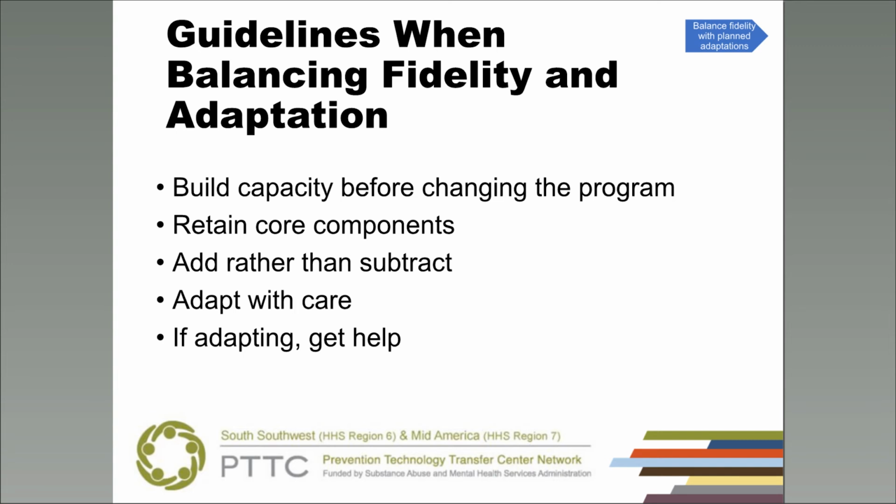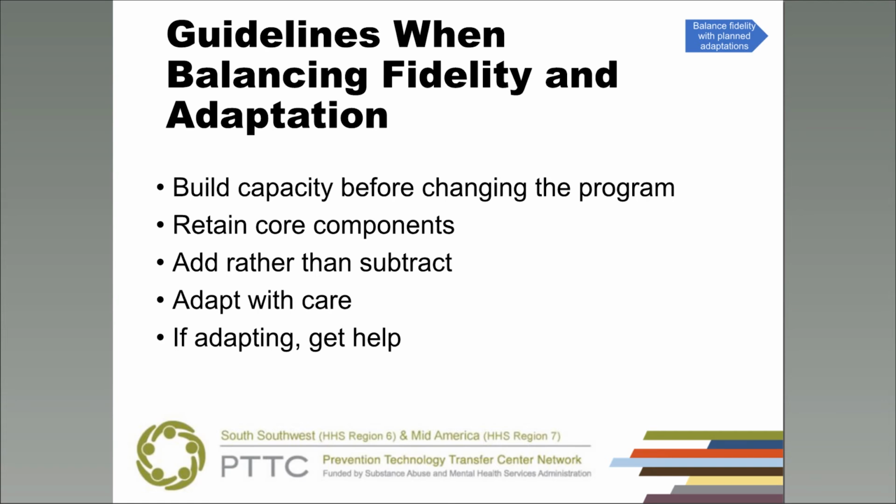So what are some guidelines to think about when balancing fidelity and adaptation? First, you really want to build capacity before changing the program. So you don't want to change a program because you don't have the capacity to do it, because you don't have the people on the ground, because you don't have the training. It sounds like, yeah, of course you want the capacity to do it, but it happens all the time that people don't have the ability to do the right training, so adaptation happens on the spot.